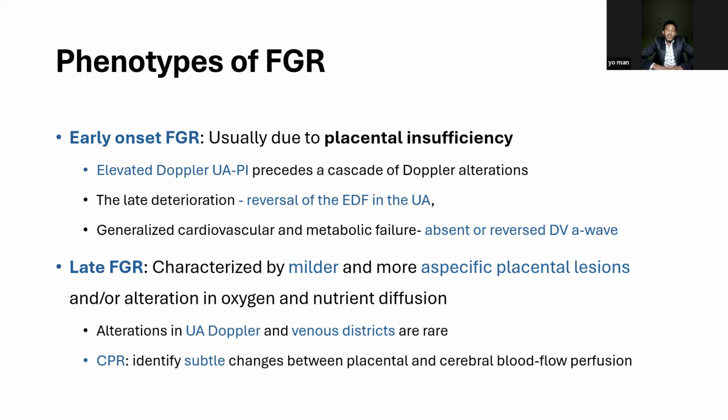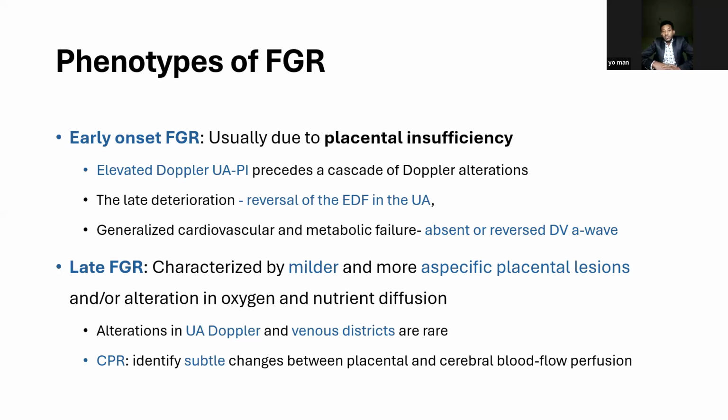Late onset FGR is much more difficult, and even scholars don't understand the full pathophysiological patterns of late FGR. It's characterized by milder and more specific placental lesions and/or alterations in oxygen and nutrient diffusion. So in this late onset FGR, the strike is rapid. For example, you may do a biophysical profile today, and it becomes normal.